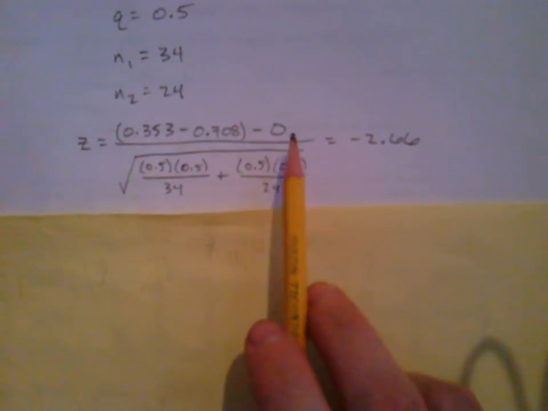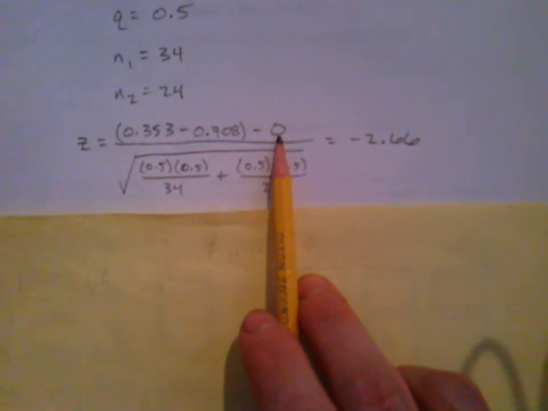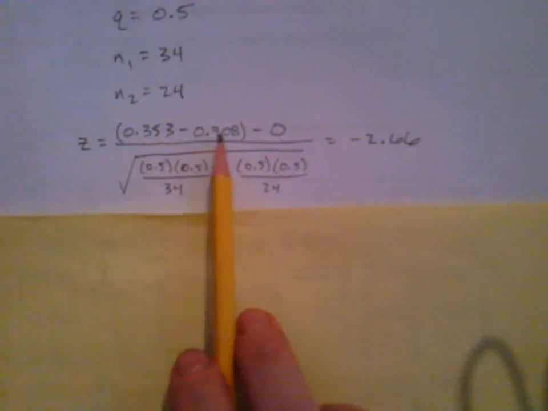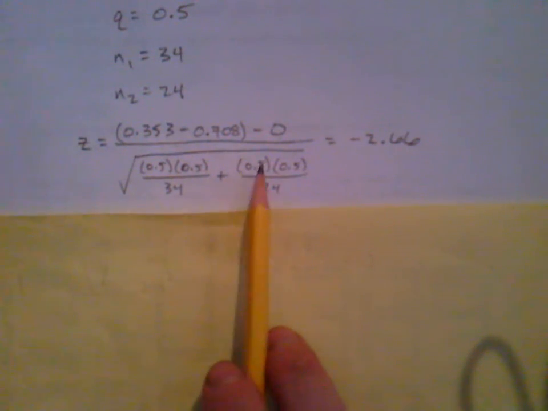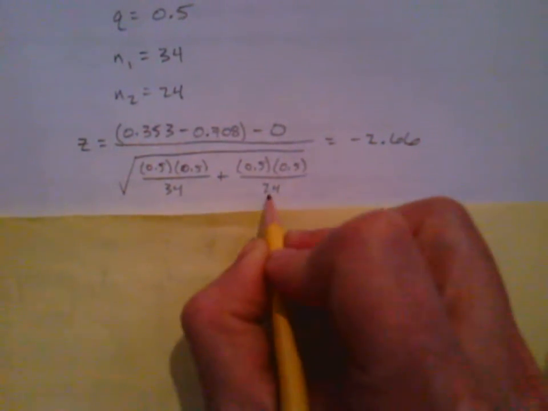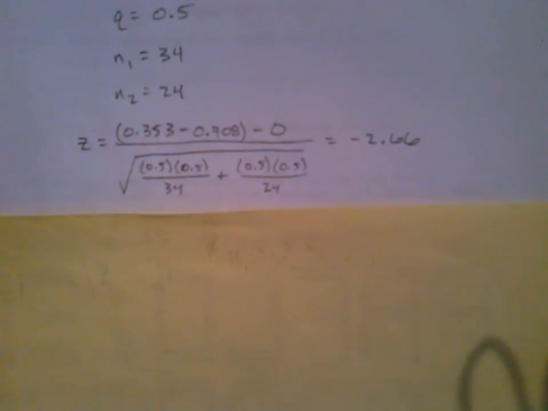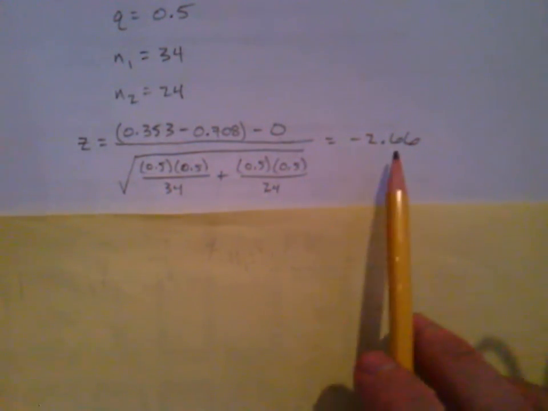Okay, so we're putting everything in. Of course, we recognize we assume this part of the formula to be 0, the P1 minus P2. And all of our other numbers are in place. There, we've got this huge denominator, 0.5 times 0.5 over 34 plus 0.5 times 0.5 over 24. Big square root on that. Okay, take your time calculating that. You should get negative 2.66.